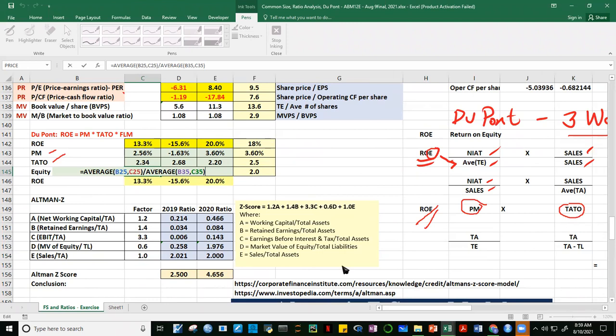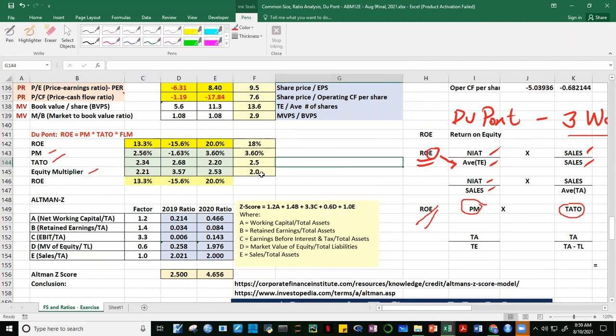So, sinasabi ni DuPont na pag pinataas natin si PM, si Tato at saka si equity multiplier, tataas yung ROE. It makes sense kasi multiplication yan. No? Okay, so I just copy this to the right. Okay. All right, then multiply ko lang. Profit margin times Tato times equity multiplier. You have your ROE, which is the same. So I got the same ROE, broken down lang into this three.